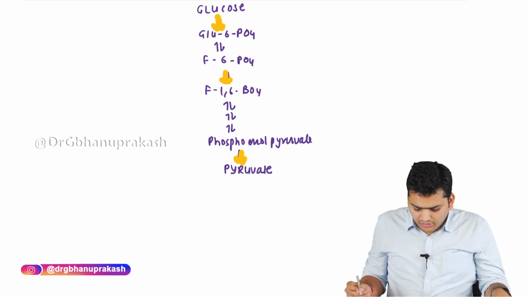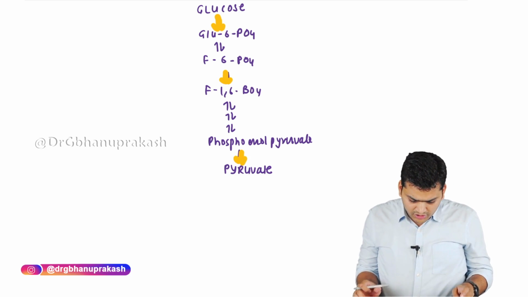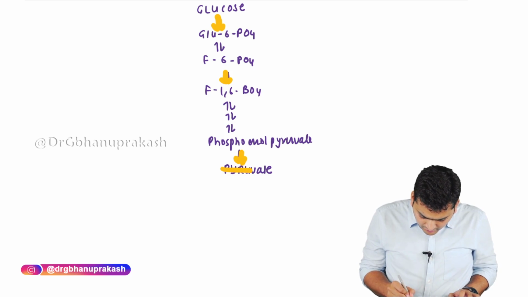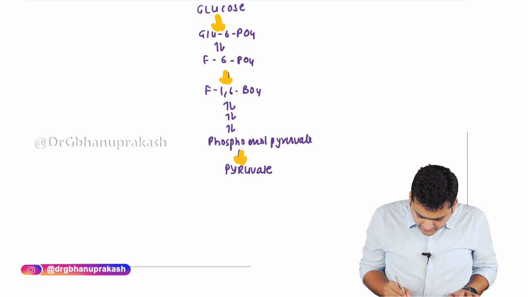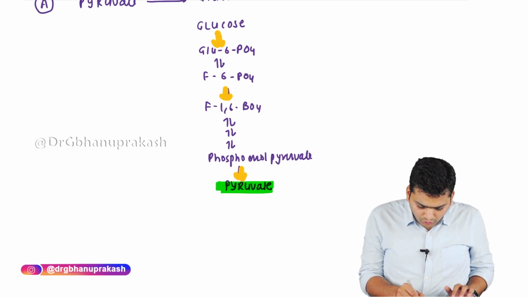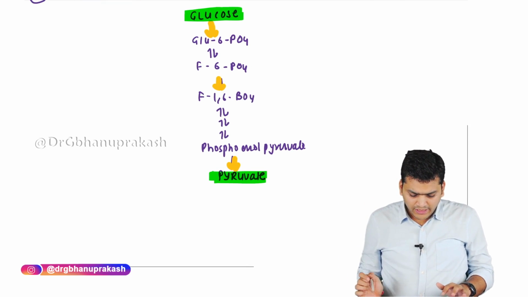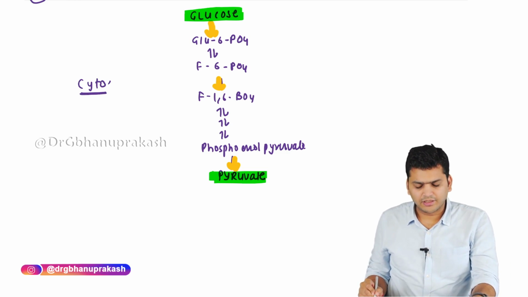So why am I discussing glycolysis here in gluconeogenesis? This is the point, because currently we are standing here at the pyruvate molecule, and we want to go back all the way up to glucose. We know that this process of glycolysis occurs inside the cytoplasm.